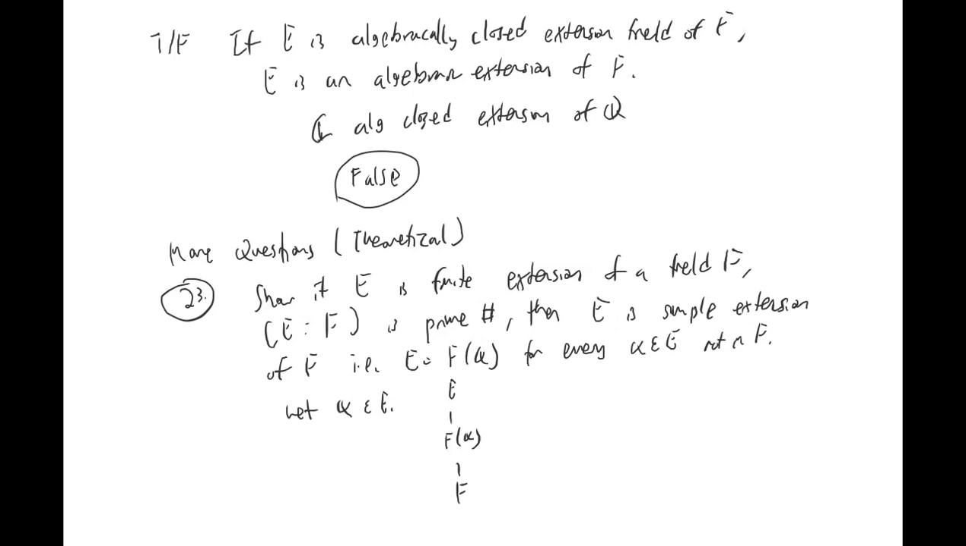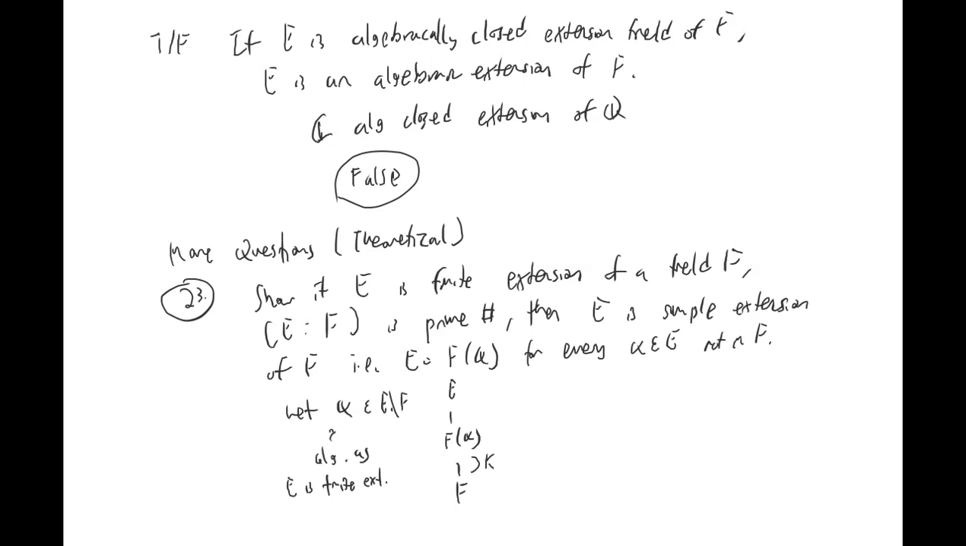The first thing is, let alpha be in E, then certainly alpha is algebraic, as E is a finite extension. You had the theorem that finite extensions are algebraic. So alpha is algebraic, and this degree is some number K. Now take alpha in E, not in F. So take an element in E that's not in F.